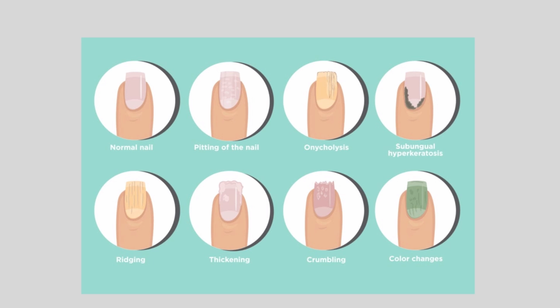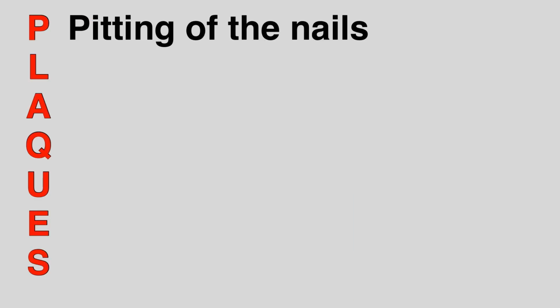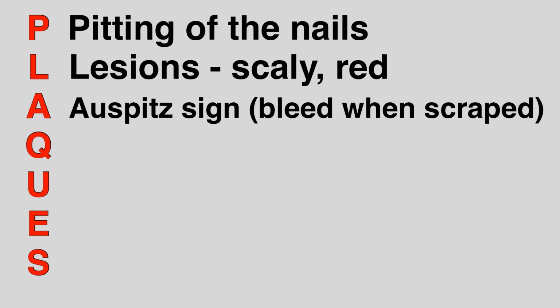Now, here's the mnemonic to remember psoriasis. Guess what? PLAQUES. Nice and easy. Okay. P stands for pitting of the nails, which we just explained. L stands for lesions, which is the scaly red plaques. A for spit sign.